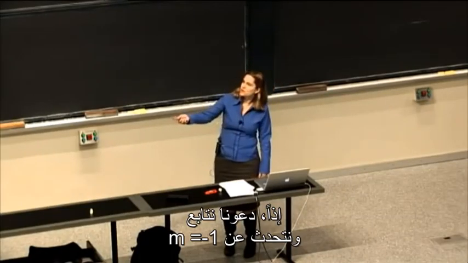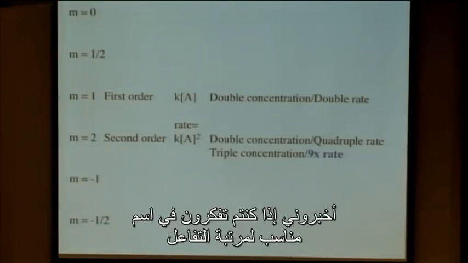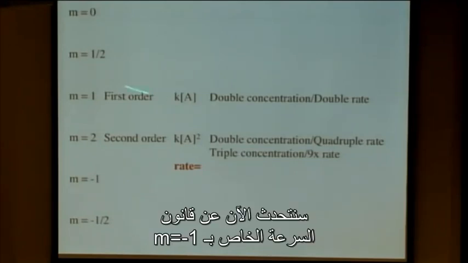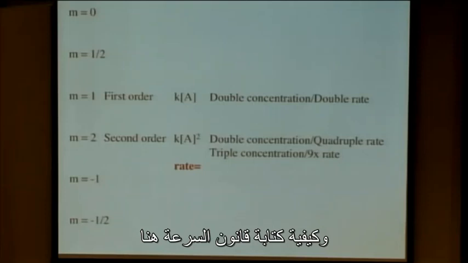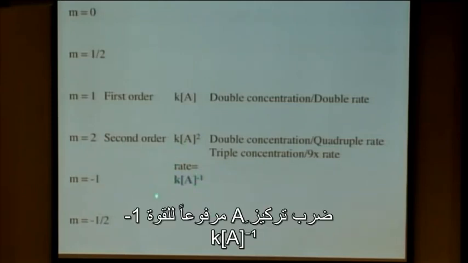All right, so let's move down and talk about m equals minus 1. If you think of a good name for this, let me know, because no one ever calls that anything. So we can leave that blank. And go ahead and talk about what the rate would be there and how we would write the rate law. The rate law would be k, our rate constant, times the concentration of A raised to the minus 1.